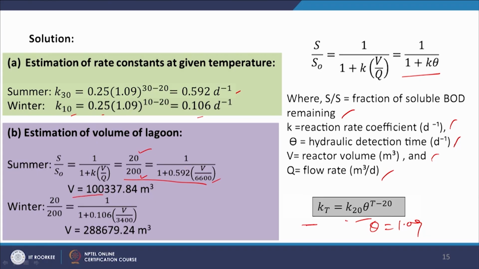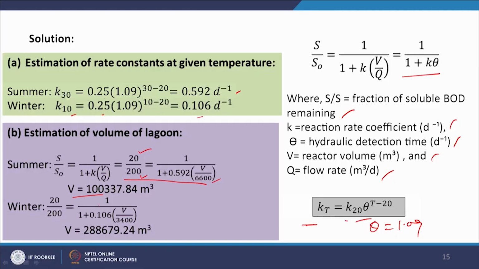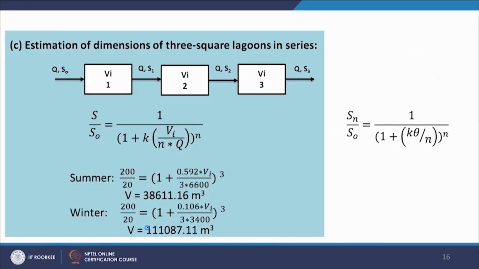100,337.84 meter cube. This is the volume for summer. For winter, the left hand side is the same, 20 by 200, but the right hand side is different, the Q value is different and the k_10 value is also different. So, 1 by 1 plus 0.106 into V by 3400. So, we are getting V equal to 288,679.24 meter cube. So, the first part of the problem is calculated.